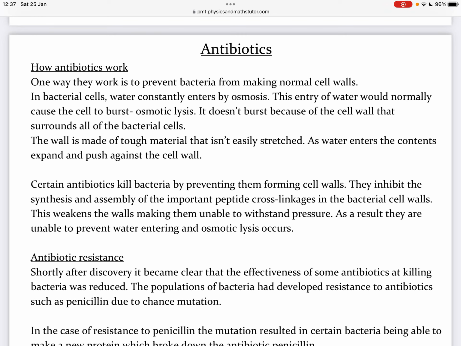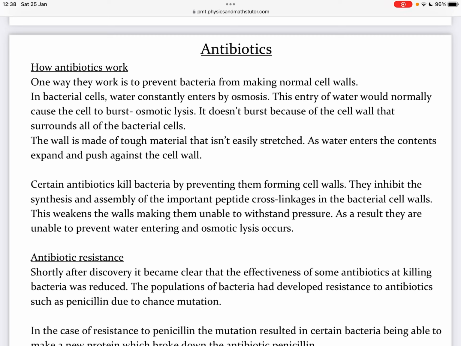First of all, one way they work is to prevent the bacteria from making normal cell walls. In the bacterial cell walls, water constantly enters by osmosis. Osmosis is the one responsible for water, from high water potential to lower water potential, or down the water potential, sorry.